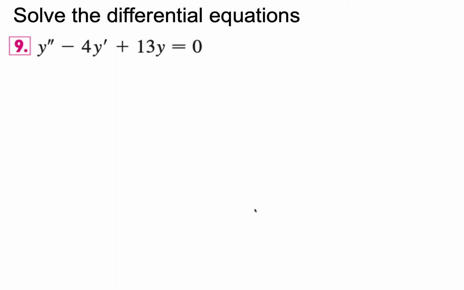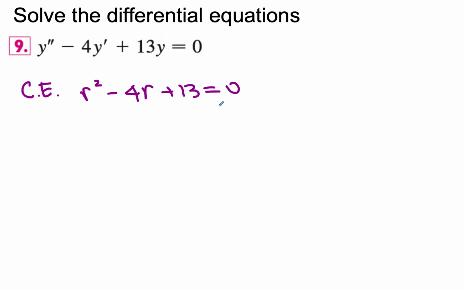Look at solving differential equations. What we are looking at is second order homogeneous equations. Let's try to look at this one together. Number 9: y double prime minus 4y prime plus 13y equals 0. The first thing we have to do is find the characteristic equation. In our case, it would be r squared minus 4r plus 13 equals 0.